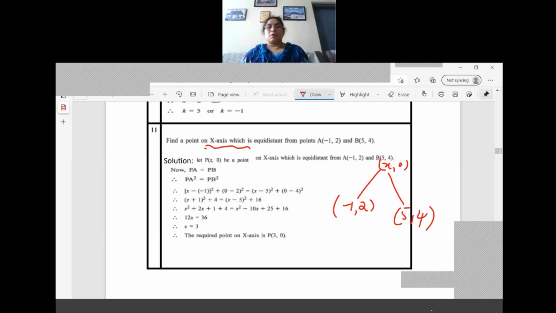Okay, (x + 1)² + (0 − 2)². Again, on this side, if you take (x − 5)² and (0 − 4)². So the root is squaring we have done, so no root will come. And what we have to solve, x equals 3. So we got the x value.